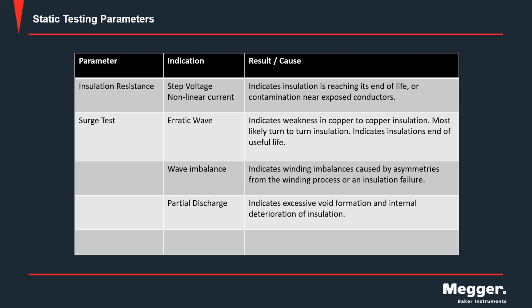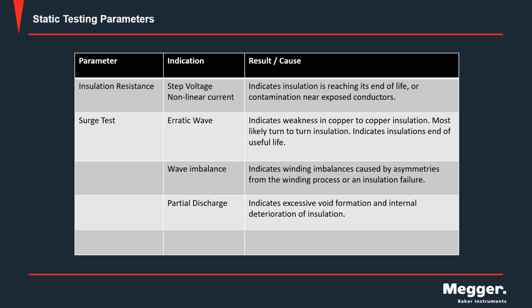Wave imbalance would be comparing one phase to the other phase of the motor. Again, this can indicate problems in the winding process or an insulation failure. And then partial discharge is also on surge. Again, it indicates excessive void formations and internal deterioration of insulation.